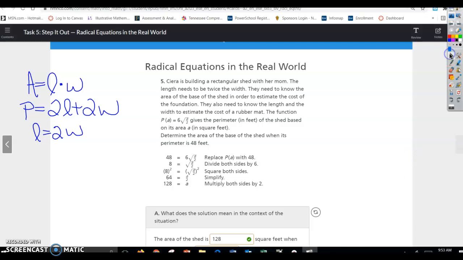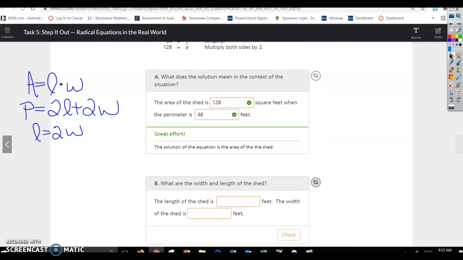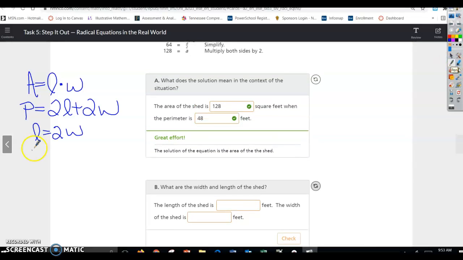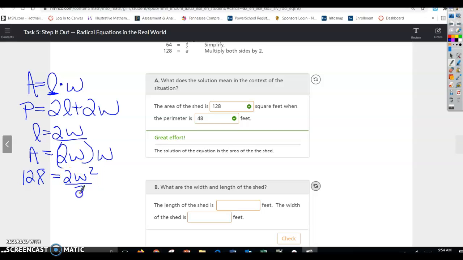All right, so now we're going to have area. Area equals twice L. So instead of L, we're going to replace that with 2W and then times W. So this is just another way to write the area for this situation. And we know that the area, we just found that the area is 128 square feet. So we're going to put 128 in for this, and then we can solve for W. So 2W times W is 2W squared. Divide by 2. W squared equals 64.